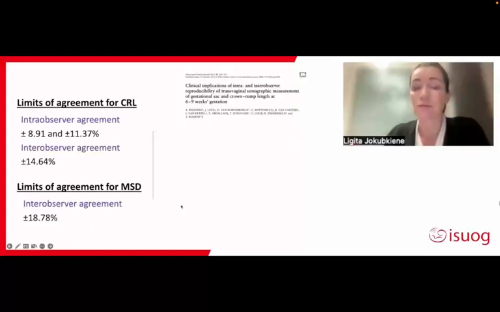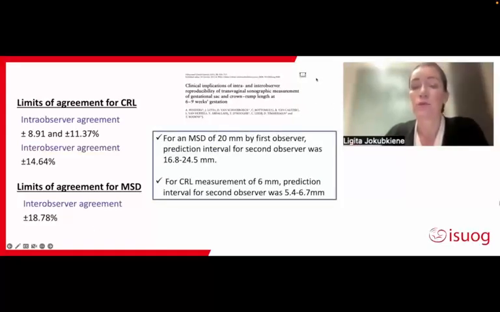What does it mean? It means that if we measure mean gestational sac, if it's measured, for example, at 20 millimeters by the first observer, the prediction interval for the second observer would be between 16.8 to 24.5. It means that the second observer would measure it in this interval. And for CRL, if we say that CRL is 6 millimeters, the interval for the second observer would be between 5.4 to 6.7 millimeters. This is where the measurement of the second observer would be put.